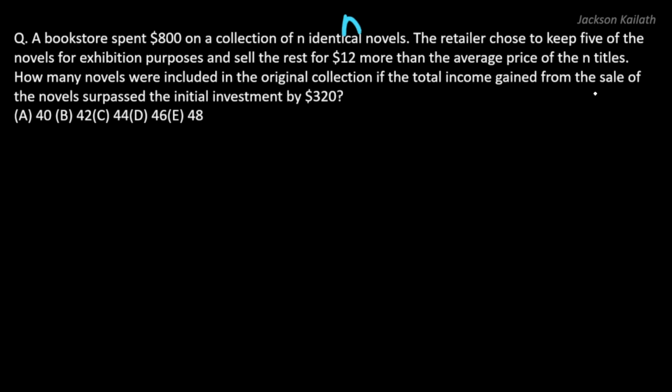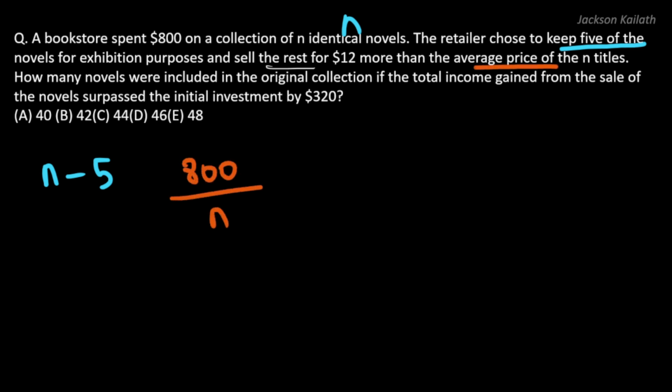The retailer chose to keep 5 of the novels for exhibition purpose and sell the rest for $12 more than the average price of the N titles. So the rest would be N minus 5, right? Because 5 were kept for exhibition purpose. So we are left with N minus 5 novels. And then he's selling these N minus 5 novels at $12 more than the average price of the N titles.